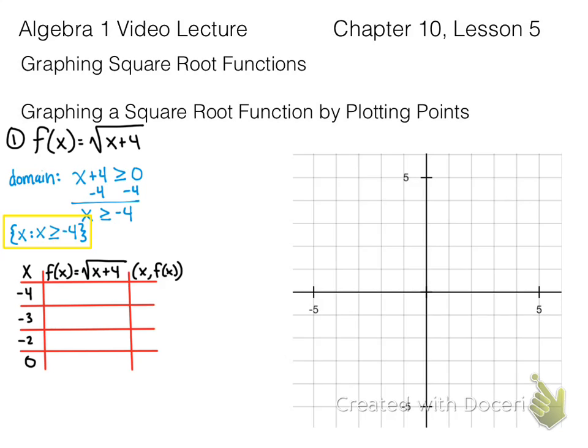All right, and I didn't forget about -1, so we'll do it in a second. Let's plug in -4. I get -4 plus 4 equals 0. The square root of 0 is 0, and there's the point. Then I plug in -3, and -3 plus 4 is 1. The square root of 1 is 1, which is that point right there.